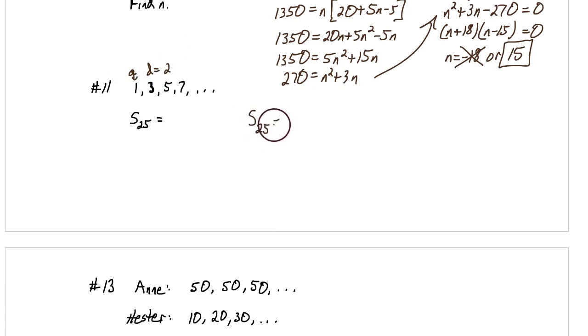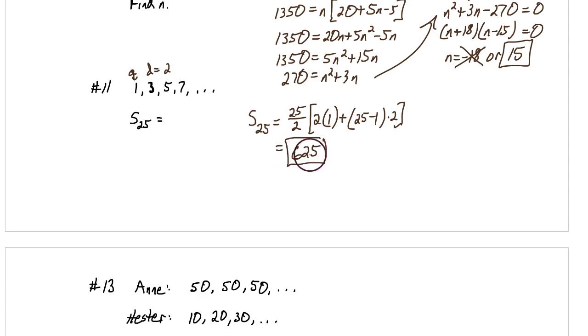The sum of 25 numbers will be 25 divided by 2 times 2 times the value of A plus 25 take away 1 times the value of D. And then evaluate that on the calculator. The result is 625.